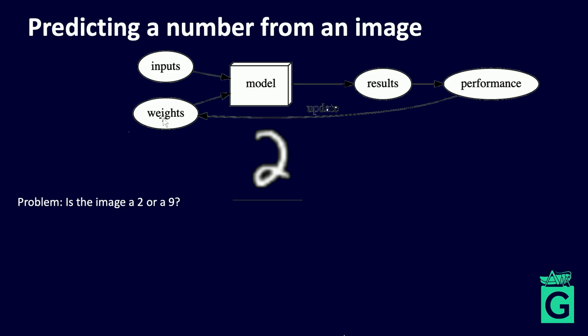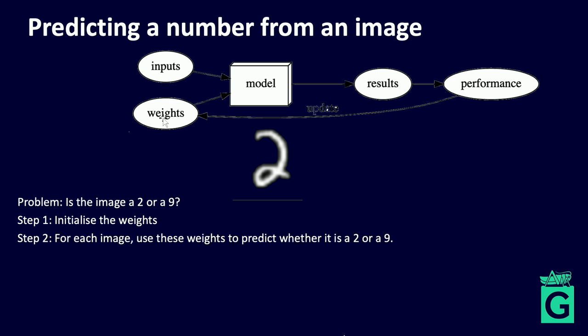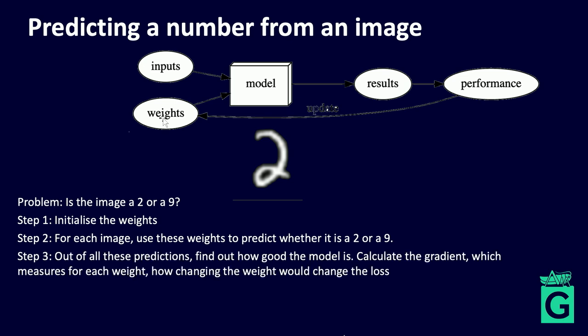The reason it's not a straightforward problem is the computer cannot recognize this as a shape. It has to convert this into a set of numbers. So what does the computer do? First, it initializes a set of weights. Then for each image, it uses those weights to predict whether this is a 2 or a 9. Right? Out of all the predictions, find out how good the model is.